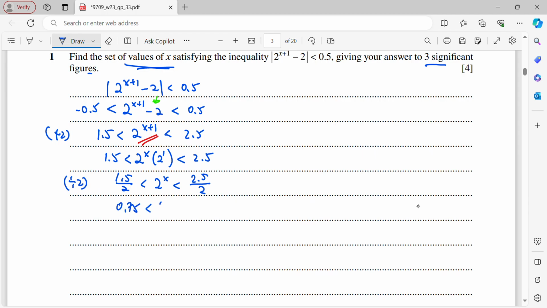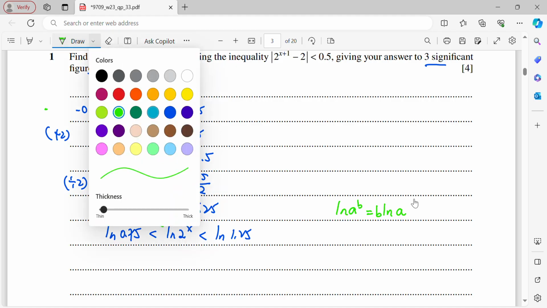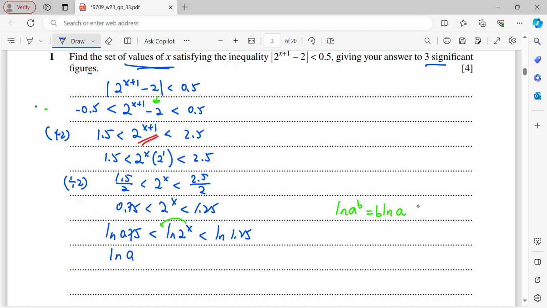Then I will be getting 0.75, and here is 1.25. To get the x, I will take ln on both sides, for all the terms here. So it will be ln 0.75 less than ln 2 to the power of x less than ln 1.25. For the middle term, ln a to the power of b is b ln a, so this x will be brought down. Then I will be getting ln 0.75 less than x ln 2 less than ln 1.25.